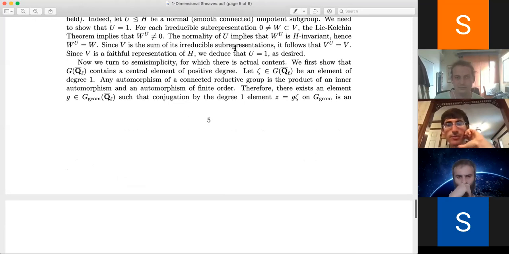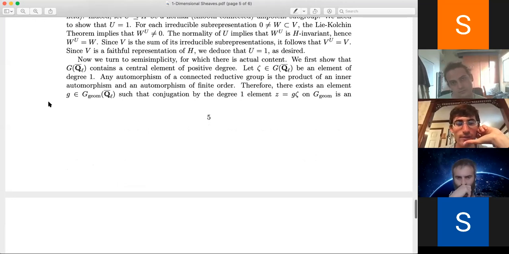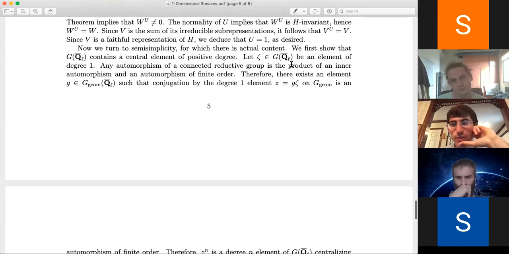Now for semi-simplicity, we'll first show that G contains a central element of positive degree. Let zeta be an element of degree 1. Now we use the following important fact about reductive groups: any automorphism of a connected reductive group is the product of an inner automorphism and an automorphism of finite order. In fact, the outer automorphism group is the automorphisms of the Dynkin diagram, so it's a finite group.